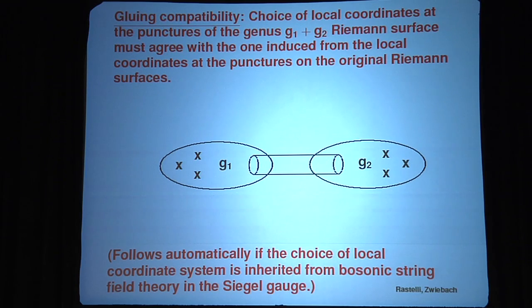This condition is motivated from string field theory, and indeed it follows automatically if the choice of local coordinate system that you are using is inherited from bosonic string theory, string field theory in the Siegel gauge. So, it is not very unusual to impose this constraint.